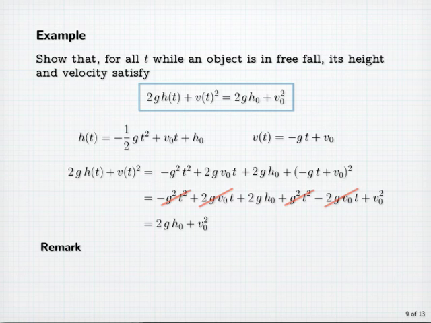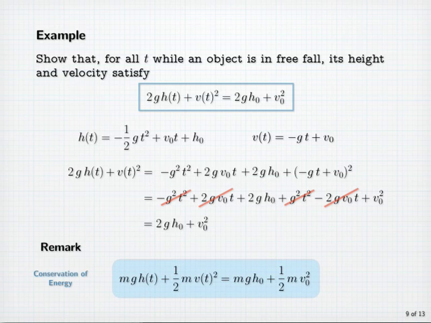Remark: if we multiply both sides of this equation by 1/2 times the mass of the object, we have the following equation. The first term here, mgh of t, is potential energy. The second term, 1/2 mv of t squared, is kinetic energy. So this says that the sum of the object's potential and kinetic energy is constant, and in particular equals its value at time 0 at all times. This is conservation of energy.